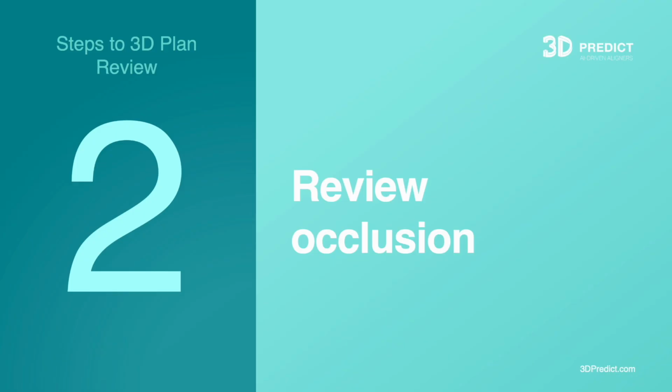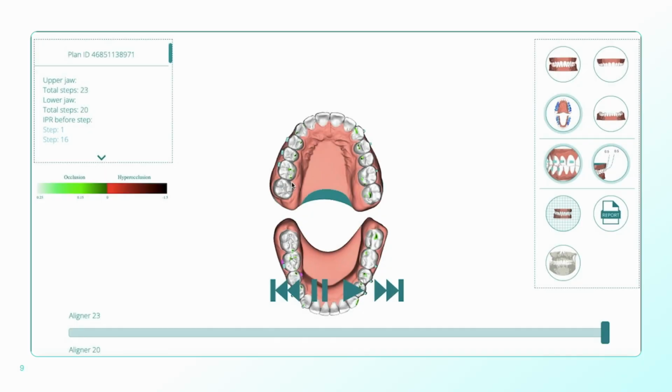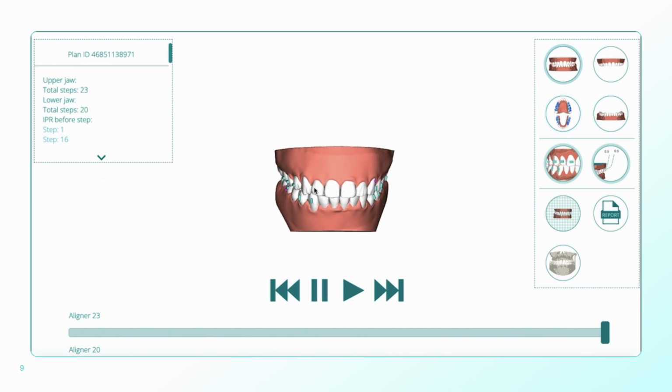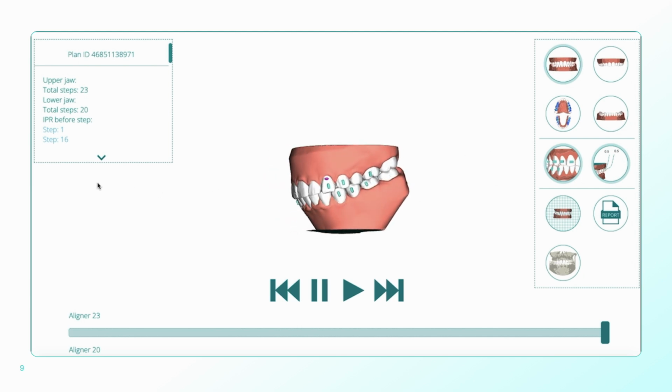The second step to reviewing a 3D plan is the occlusion. Please make sure you're seeing the occlusion view. Remember that green is normal occlusion and hyperocclusion is shown in red. Don't be alarmed by hyperocclusion during treatment, as this is normal. But keep in mind that at the end of the treatment, you may have to adjust the occlusion. Also, please make sure you check the occlusion, molar, and canine class to coincide with your prescription.